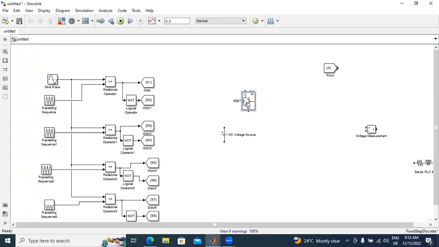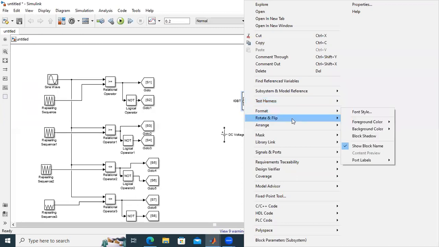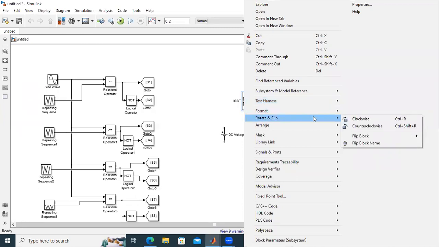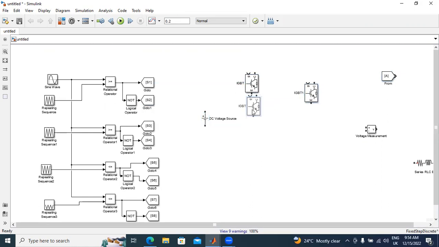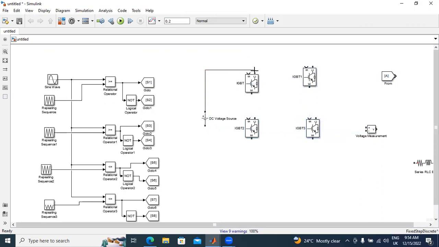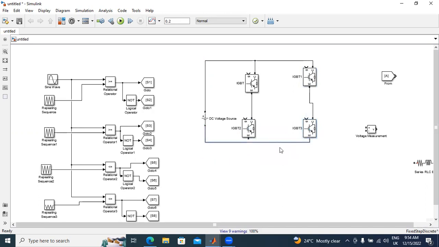We'll right click this switch. Here the rotate option is there. Rotate, flip. In flip block, the left to right option is there. Click here left to right. I will take a total of 8 switches. Now I will connect this positive to this C, and again this second connected here. Next this E connected to C. Next here also I will connect.